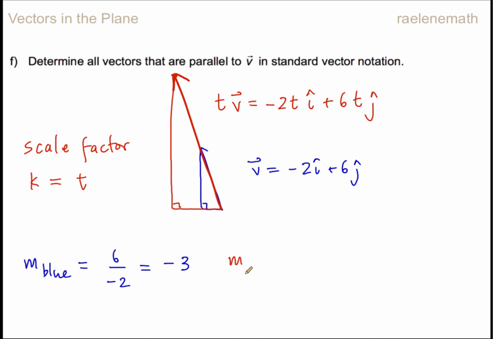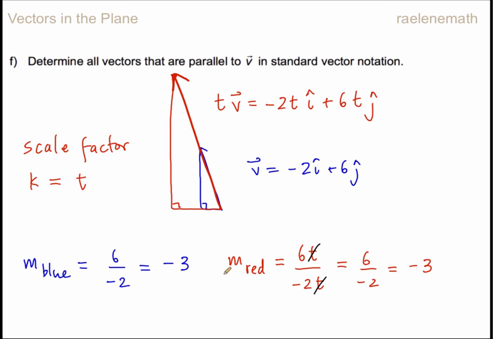Similarly, the slope of the red vector is going to be its rise of 6t divided by its run of negative 2t. And because we have a common factor, because of the constant scale factor for both base and height, we still get 6 over negative 2, which is equal to negative 3. Therefore, we have parallel red and blue lines, and we have parallel red and blue vectors.